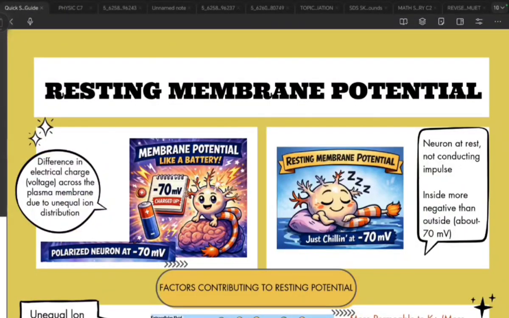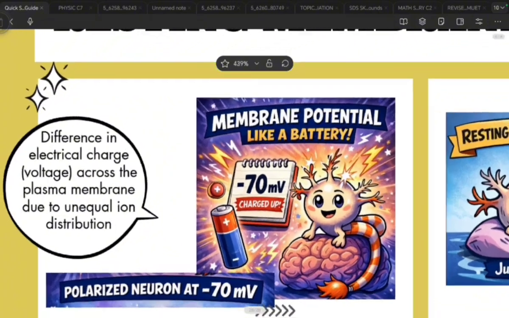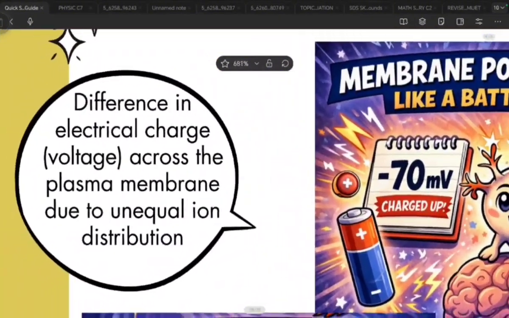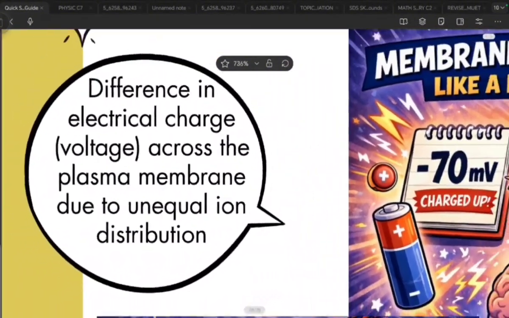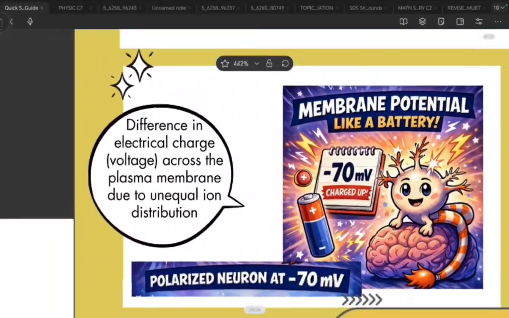Hi everyone. Imagine every neuron in your brain as a charged battery. That stored charge is called the membrane potential. Membrane potential is simply the difference in electrical charge, or voltage, across the plasma membrane due to unequal ion distribution.